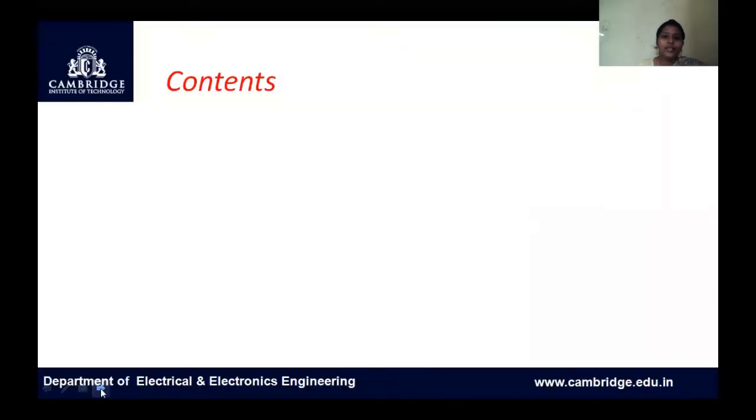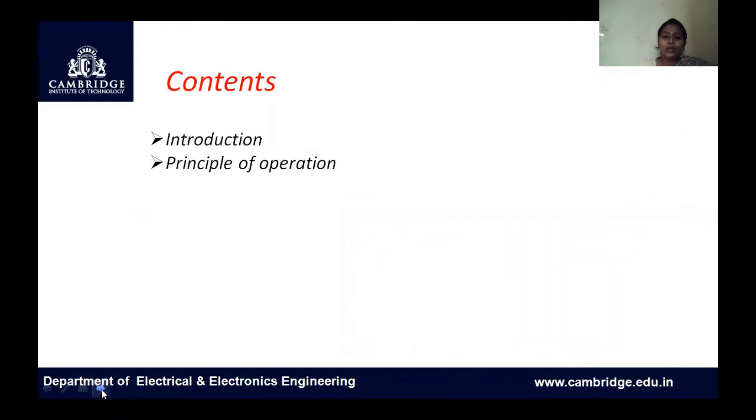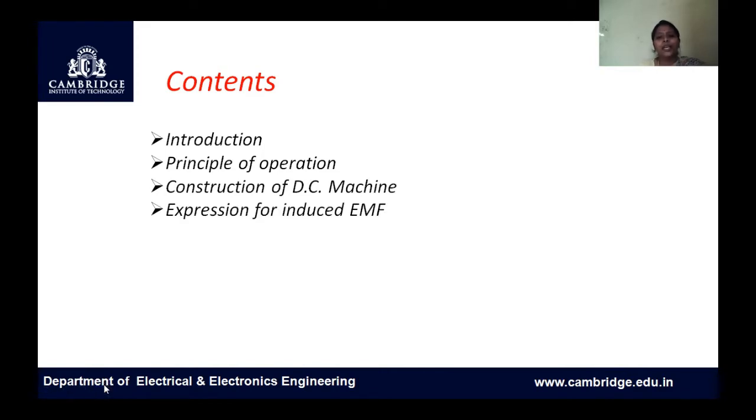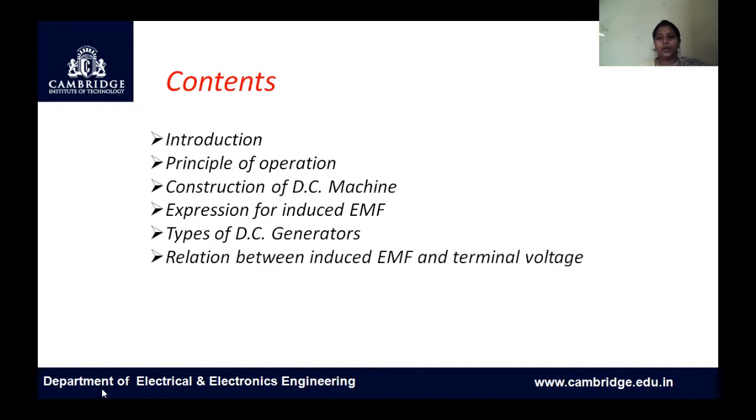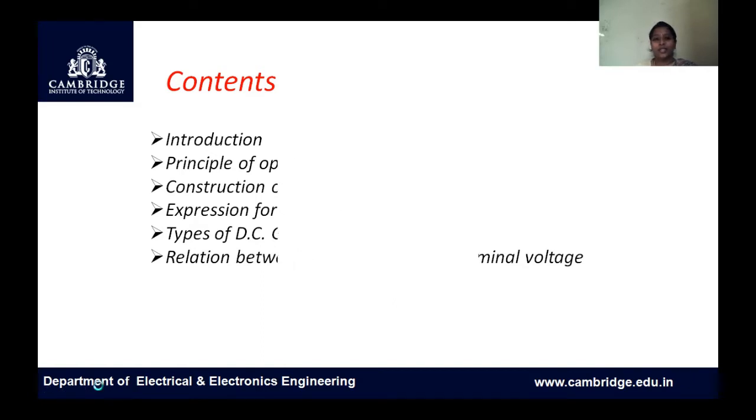In DC generator, we will be studying the introduction of a DC generator. Then we will look at the principle of operation of DC generator. Then we will study the construction of DC machine, then the expression for induced EMF, then different types of DC generators. And finally, we will understand the relation between induced EMF and terminal voltage. First, we shall understand what a DC generator is.